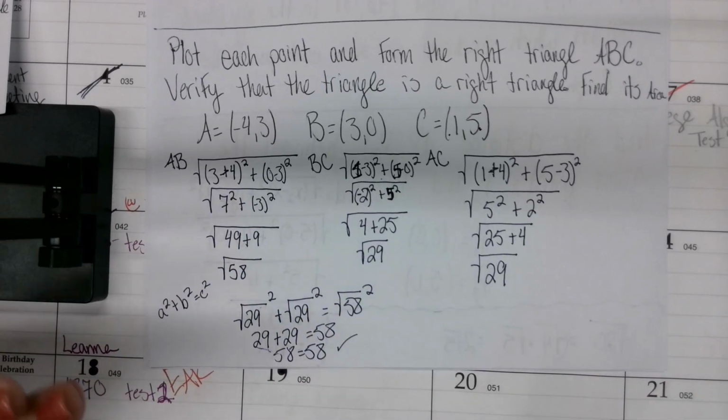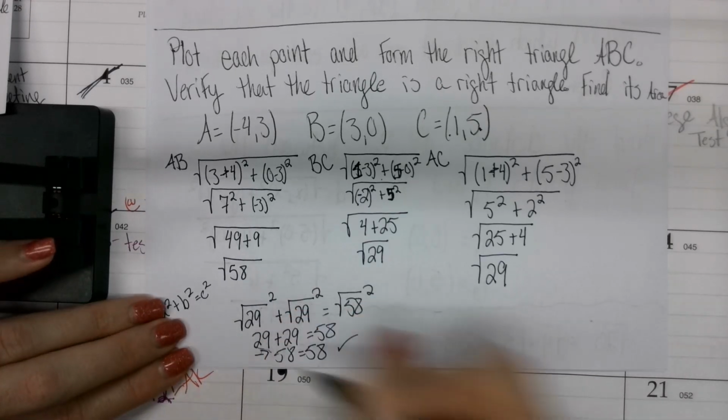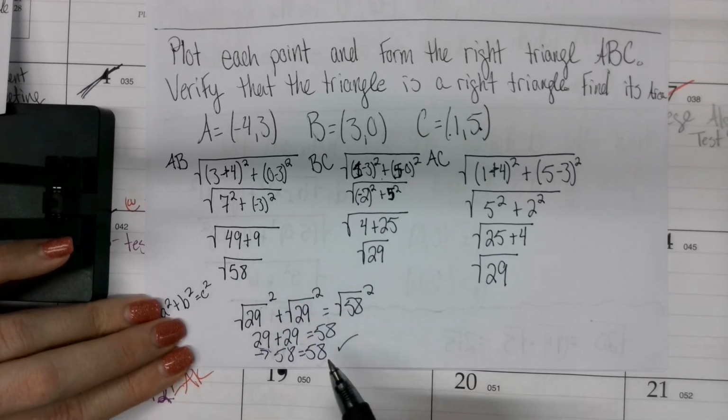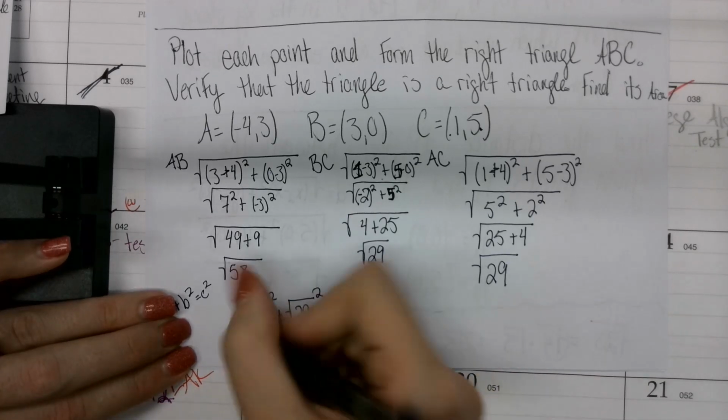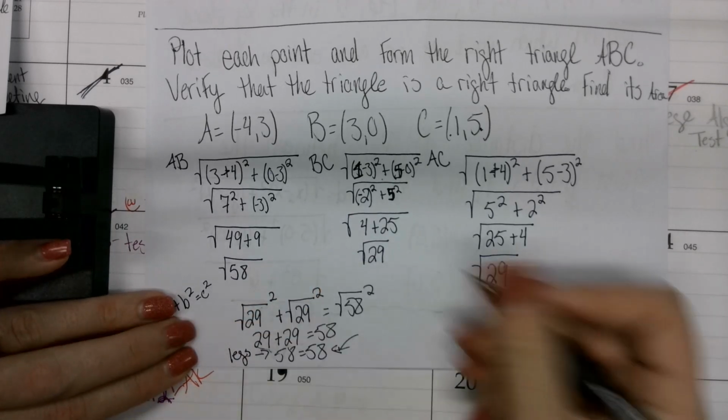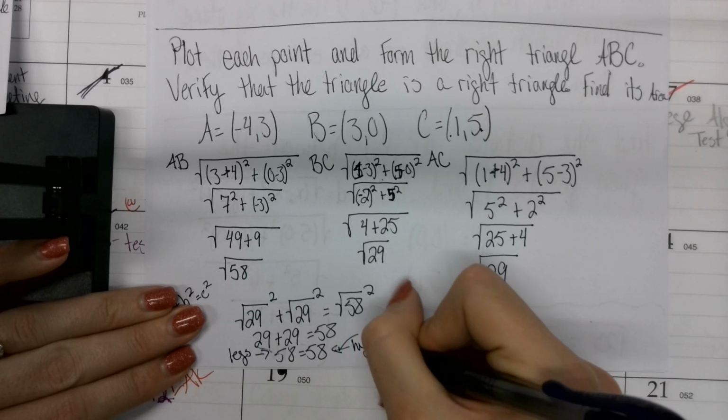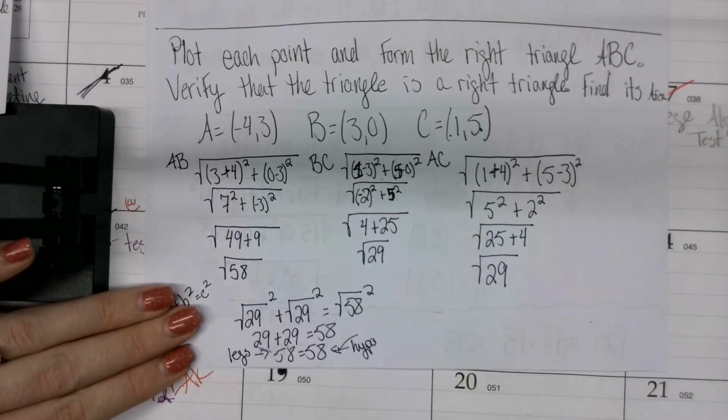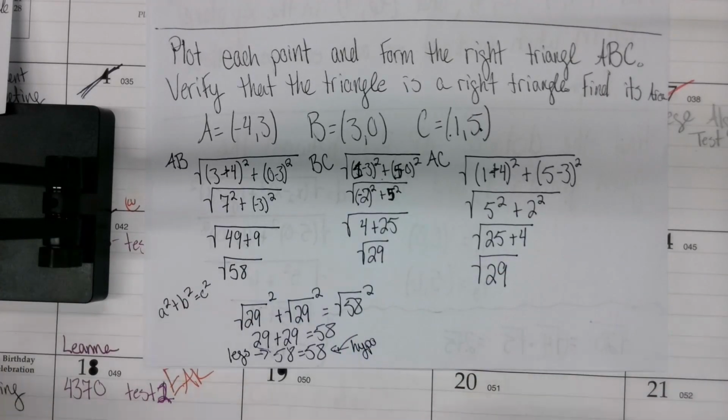So when they ask you for the sum of the squares of the legs of the triangle, it'd be 58, and then when they ask for the square of the hypotenuse, it would also be 58. So legs, hypotenuse, which they're both going to be the same if it's a right triangle, and all the problems I assigned are right triangles, so keep that in mind.